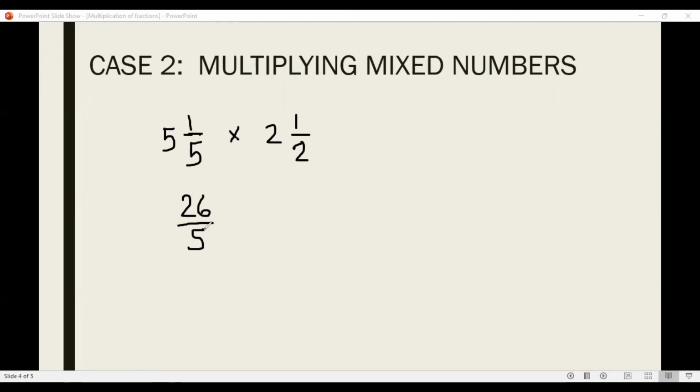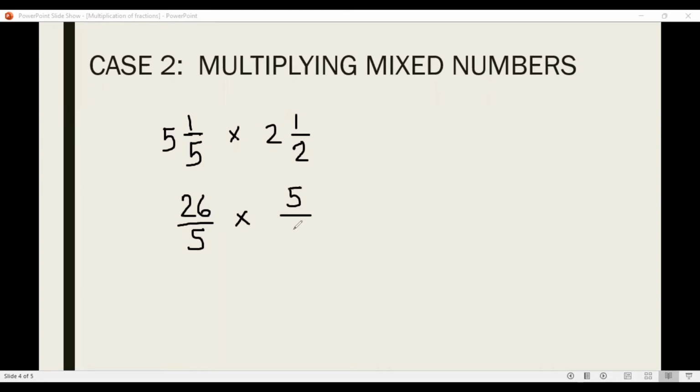Then, since the operation is multiplication, 2 and 1/2 will be changed also to its improper form. So 2 times 2 is 4, plus 1 is equivalent to 5. So 5 over 2.